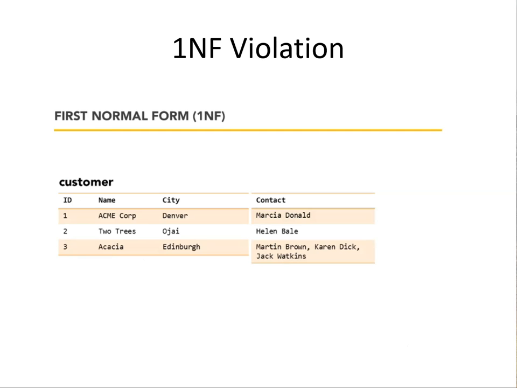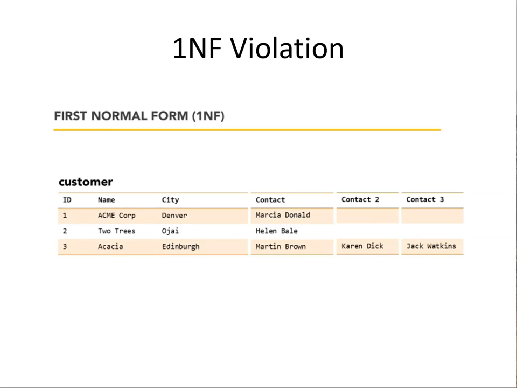Let's take a look at a normal form violation, the first normal form violation here. Here we do have a primary key, so we do have the unique key, which is great. But as you can see, we have this contact field, which has Martin Brown, Karen Dick, and Jack Watkins, which is a repeated group, basically, or repeated values, depending on who you talk to. This is another first normal form violation, adding multiple contact columns to accommodate the various people. So this is another violation.